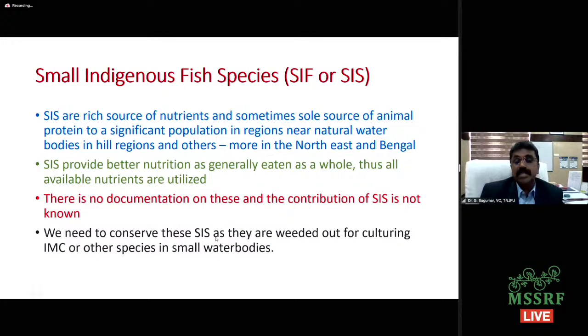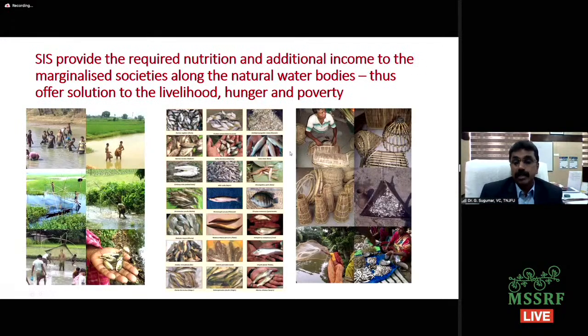So we need to conserve these small indigenous fish species, because in the name of development, especially when propagating fish culture or aquaculture in tanks, they are weeding out these small fishes and trying to stock the seeds with IMC and other species. But we are losing the precious, nutritionally significant SIS on a very big scale. This not only affects nutrition, but also the livelihood of individuals. Several people are based on these things.